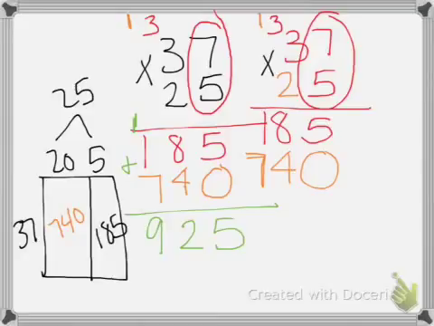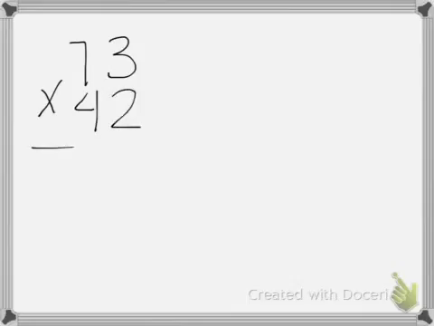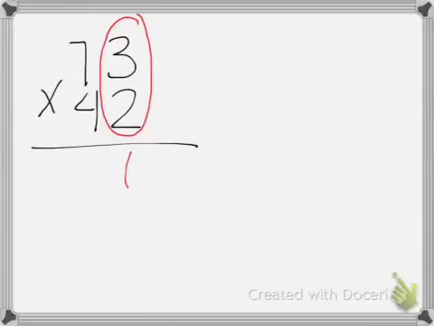Let's try another problem. I'm going to start out with 73 times 42. Step 1. Remember, I'm multiplying 73 by 2 first. So I look at my ones. 2 times 3 is 6. I have no tens, just 6 ones, so I have nothing to carry over.